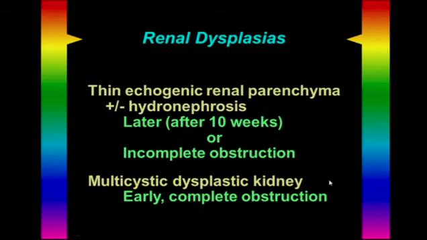Now there's another form of renal dysplasia which happens when the obstruction is very early, and this leads to a multicystic dysplastic kidney if this early obstruction is complete.